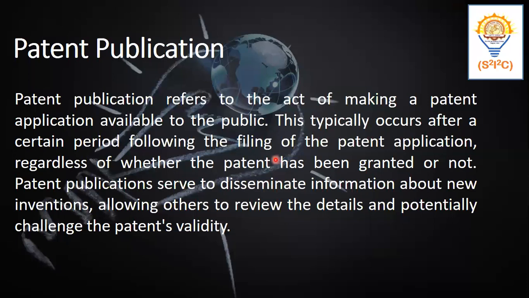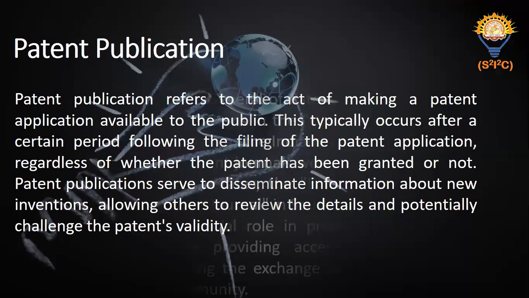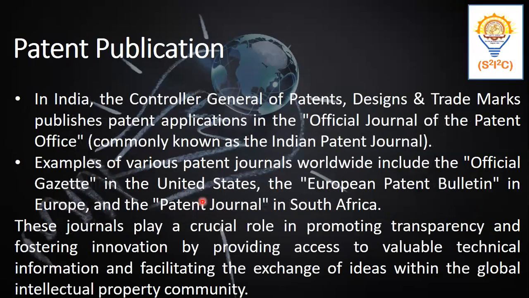So that is very important for patent validity. Next one is, again, where our idea is published, which types of journals are there globally. In India, the Controller General of Patents, Designs and Trademarks publishes patent applications in the official journal of the Patent Office, commonly known as the Indian Patent Journal. In the practical session, we will actually do this: how to publish our patent idea in the patent journal.